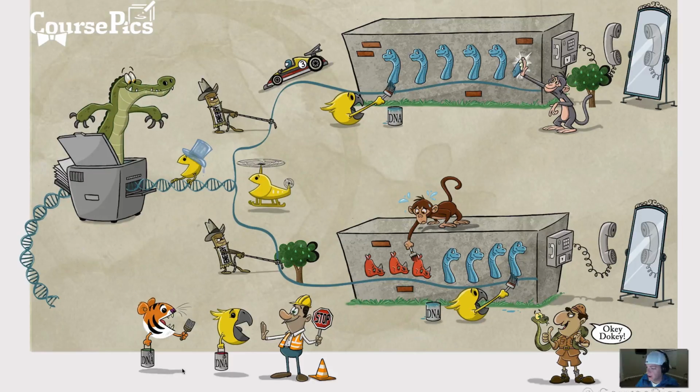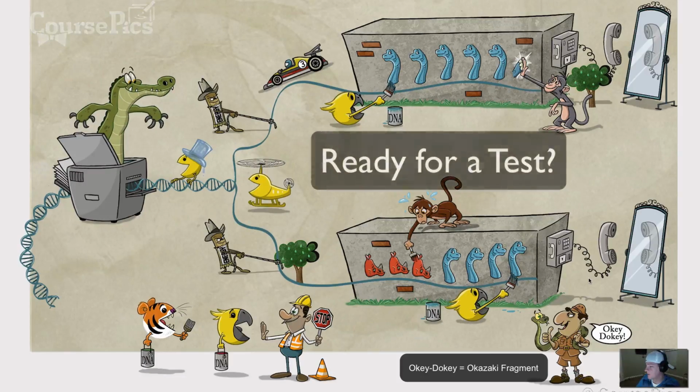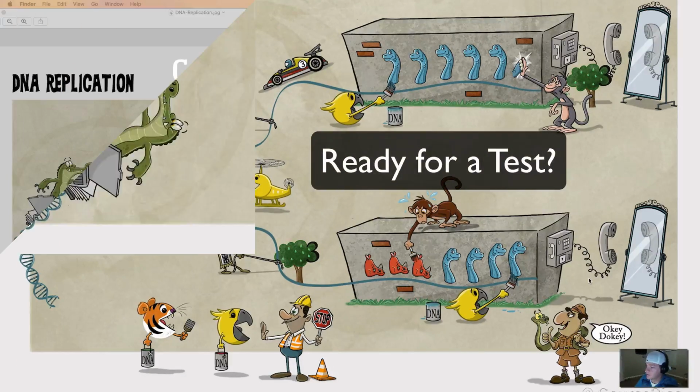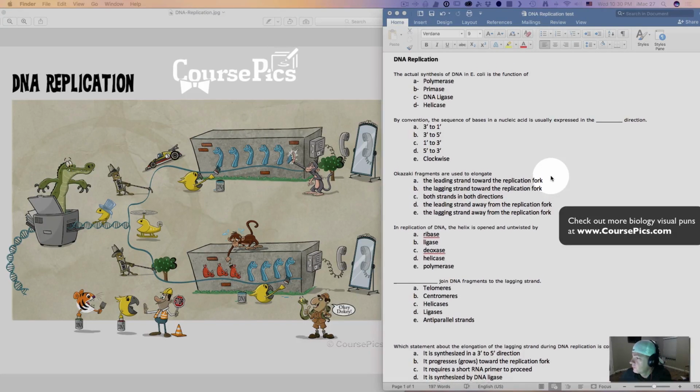Here in order, you have the DNA polymerase followed by the ligase. This is a liger. And then here the zookeeper, he's saying okie dokie. Again, that's going to help us remember Okazaki fragments. As promised, I downloaded some DNA replication questions, and let's check them out.